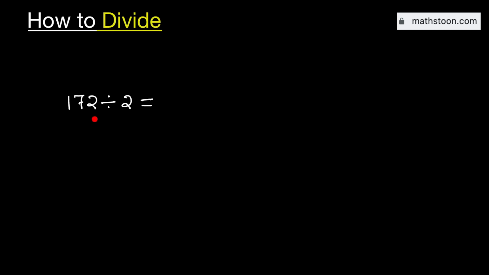Let's learn how to divide the number 172 by 2 using the long division method. As 1 is less than 2, that is why we will consider the number 17. We know that 2 times 8 is 16. Subtract from 17, we get 1.